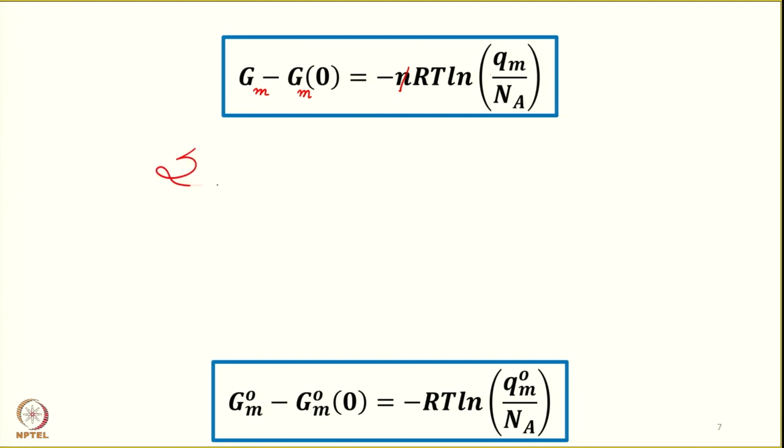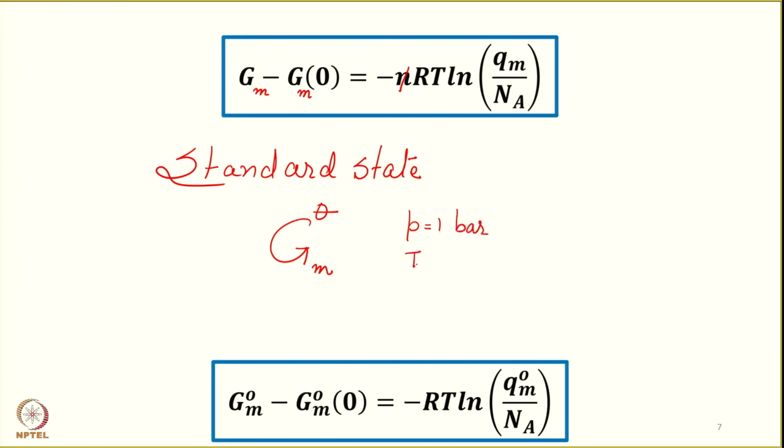And standard states, we have discussed many times. What is a standard state? Substance should be pure, temperature can be any, pressure has to be 1 bar. In standard state, the molar Gibbs function will be written like this. Pressure is equal to 1 bar, temperature any, substance in pure form.